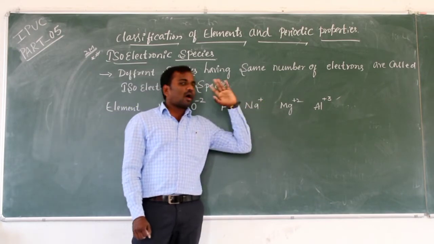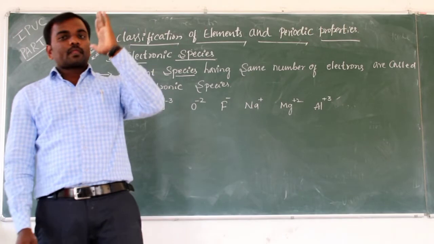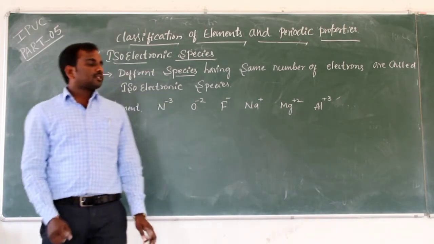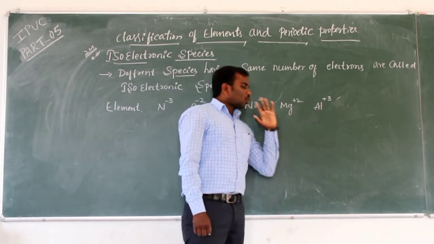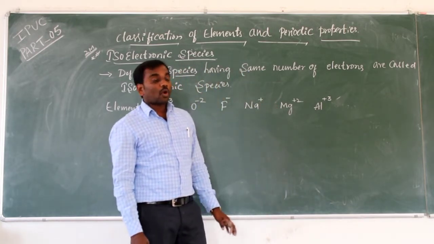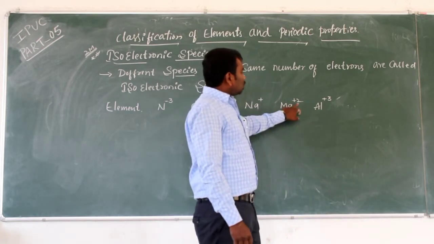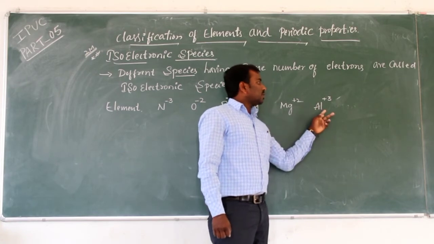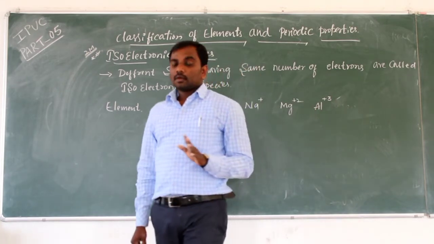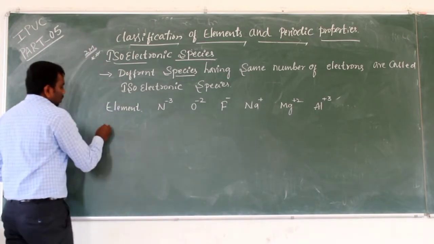This positive charge represents the one which donates the electron, right? See how many electrons it donates? Sodium donates a total of only 1 electron. Magnesium donates a total of 2 electrons. This aluminium donates 3 electrons. Is it clear? Okay.